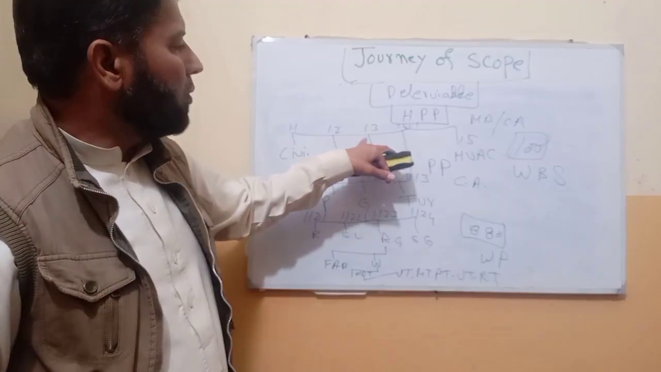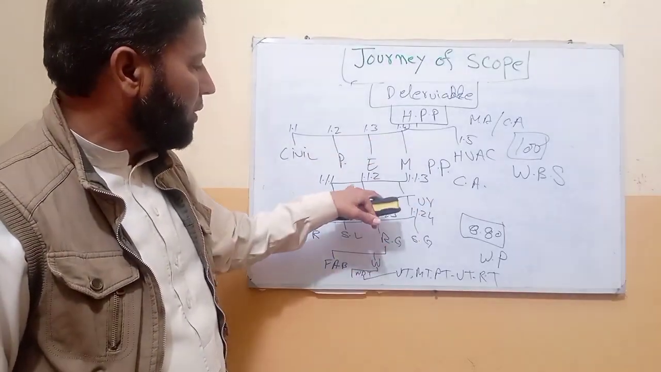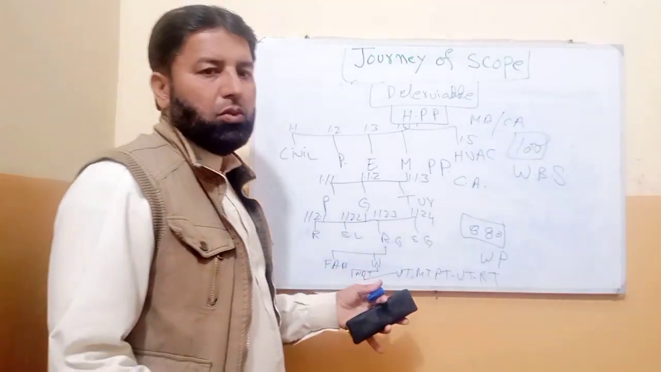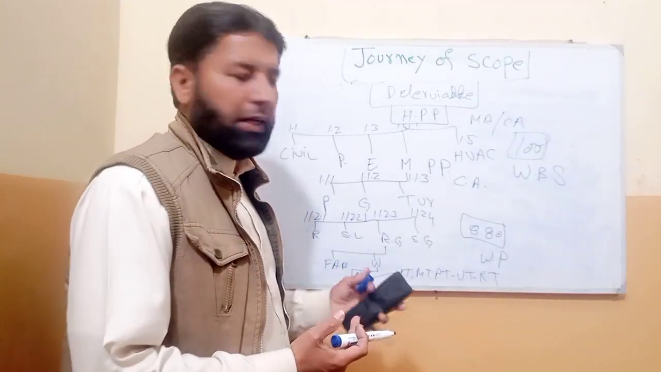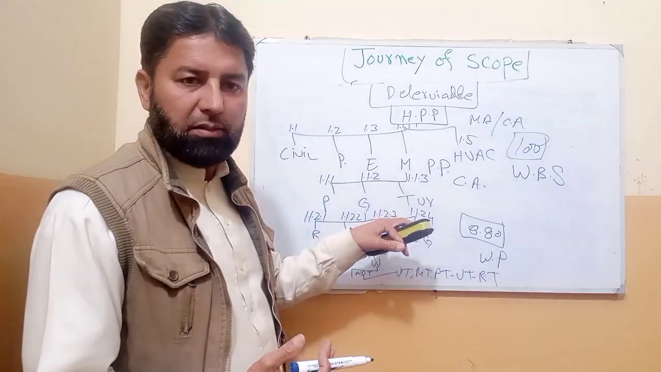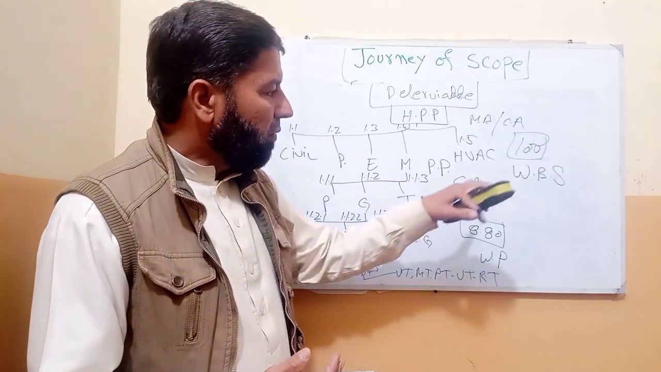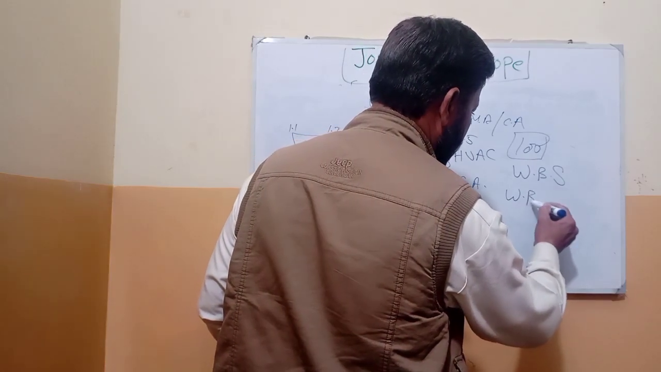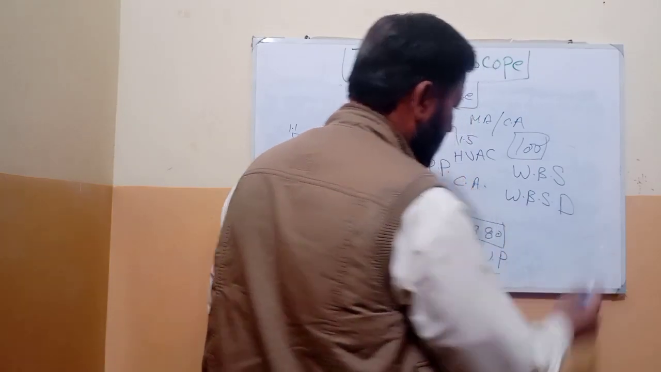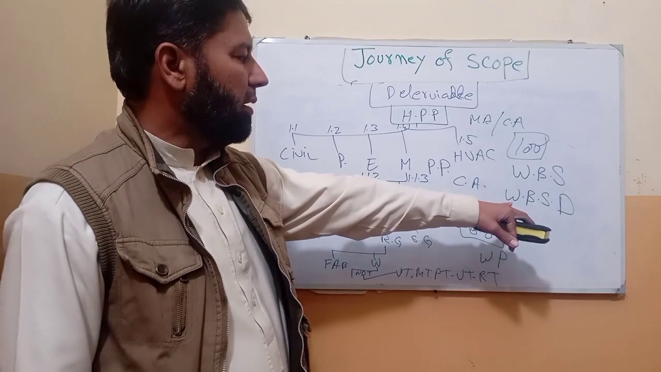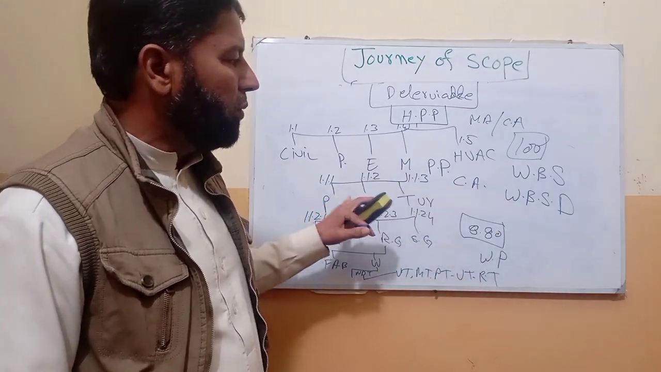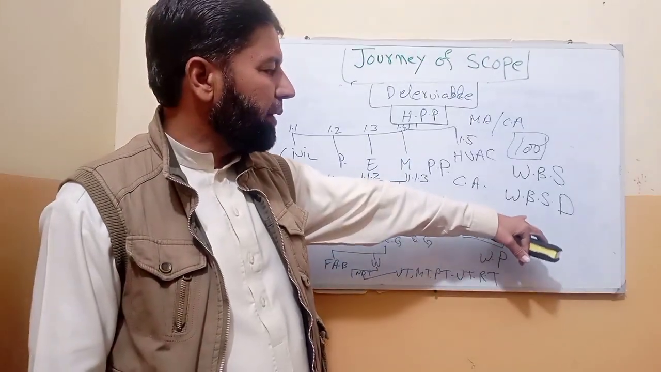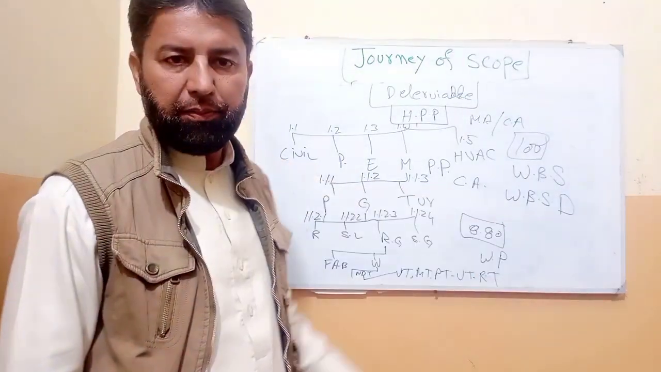If I tell you to go and work on 1.3 or 1.1.2, you don't know what that means. In order to understand these things, we have the work breakdown structure dictionary. Each and every detail regarding the WBS is mentioned in the work breakdown structure dictionary.